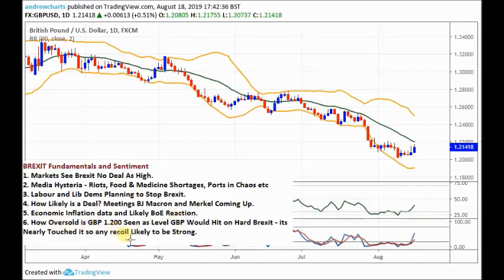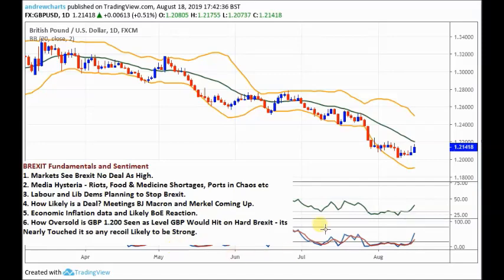However, sold off as the GBP is, 120 was seen as a level the pound would hit on a hard Brexit a few months ago. If you look at many bank and broker reports, it's nearly touched the level already. You can see on the chart. So the recoil is likely to be fairly violent to the upside.